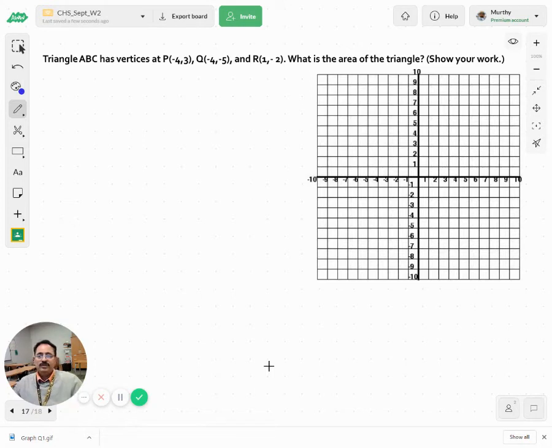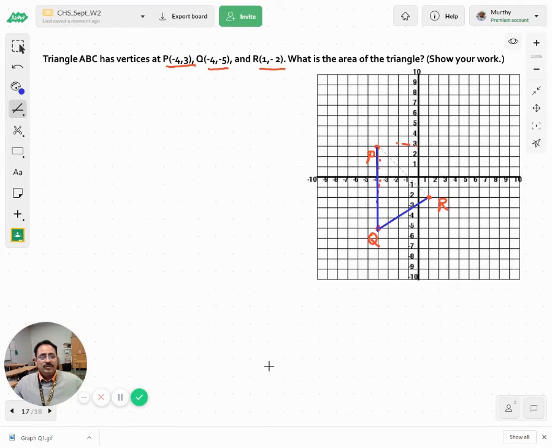And now, the next question is, triangle ABC has vertices P(-4, 3), Q(-4, -5) and R(1, -2). So let me plot all these points. Here P is -4, so -4 is here and 3 is here. These two are meeting at this point. This is point P. Q is -4 and -5. So -5 is down below the x-axis. This is point Q. Next, R is (1, -2). This is point R. Now, let me join all these 3 points. So this is the triangle.